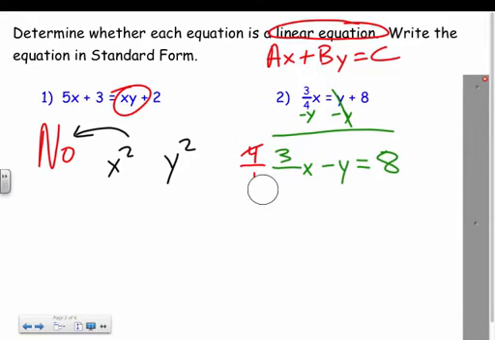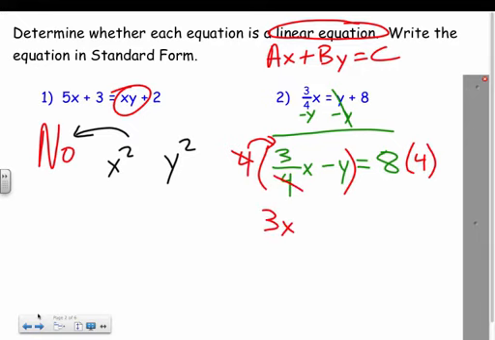Well, in order to do that algebraically to make that work, let me put my 4 back here. If I want to multiply that by 4, I got to multiply the whole side by 4, which means I also have to multiply the other side by 4 to keep my equation balanced. Right? Whatever you do to one side, you do to the other. So now when I distribute this 4, 4 times 3/4 is just 3x, right? Because the 4's cross cancel each other. And 4 times a negative y is a negative 4y equals 8 times 4, which is 32.